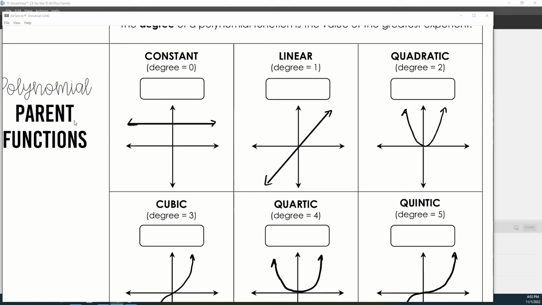All right, so we have 6 different polynomial parent functions. A constant function is when the degree is 0, and it's just going to be something like f of x equals a number. So we're just going to put a to represent a number. All right, the parent linear function is f of x equals x. Quadratic is f of x equals x squared. It has a degree 2. 2 is the largest exponent. Here is degree 1. 1 is the largest exponent.